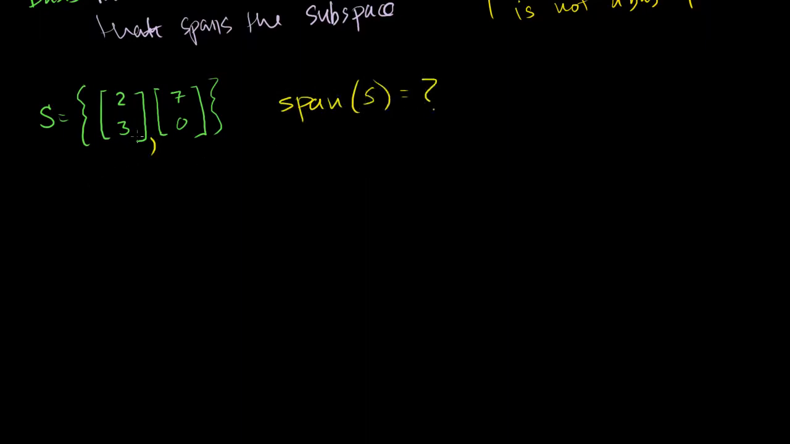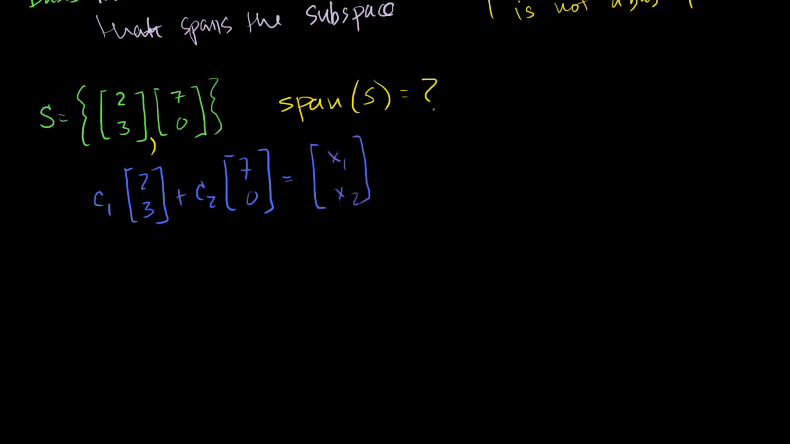What are all of the linear combinations of this? Well, let's see if it's all of R2. If it's all of R2, that means with a linear combination of this we could always construct anything in R2. So if we have c1 times (2, 3) plus c2 times (7, 0), and this spans all of R2, then we should always be able to find a c1 and a c2 to construct any point in R2. Let's see if we can show that.